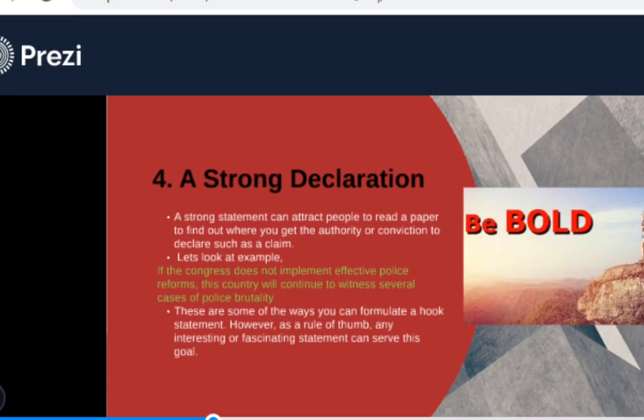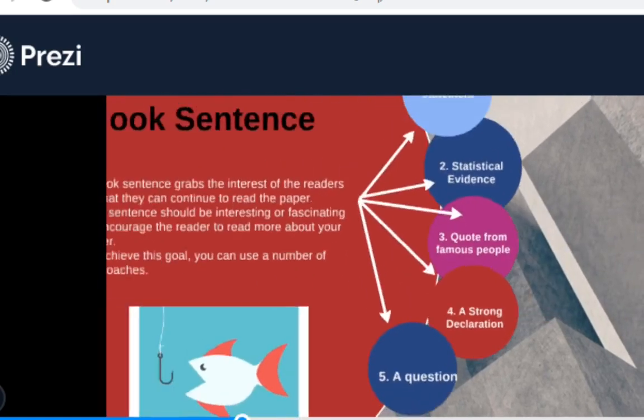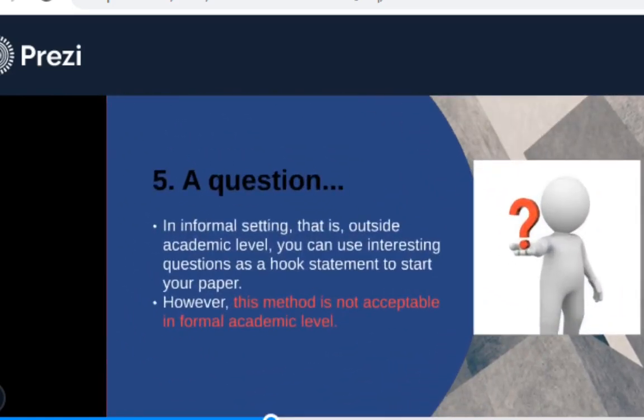These are some of the ways you can formulate a hook sentence. However, as a rule of thumb, any interesting or fascinating statement can serve this goal. In an informal setting, that is outside the academic level, you can use interesting questions or even rhetorical questions as a hook statement to start your paper. However, this method is not acceptable at the formal academic level.